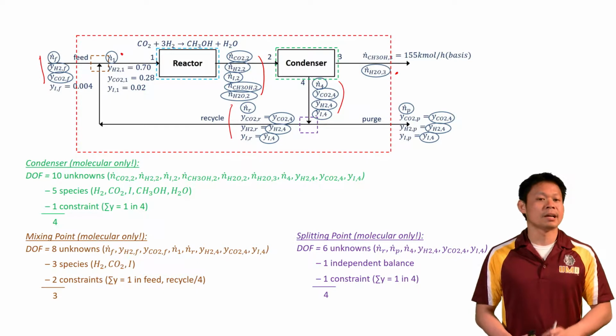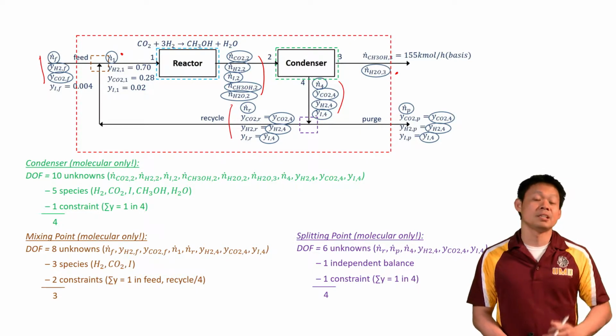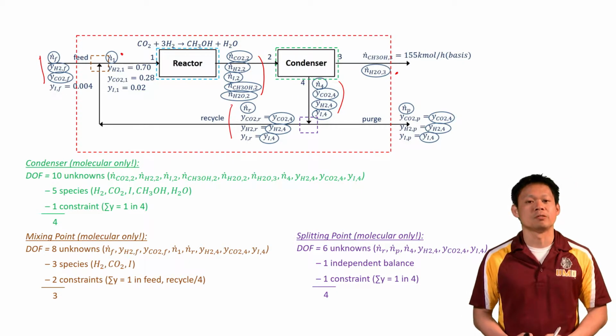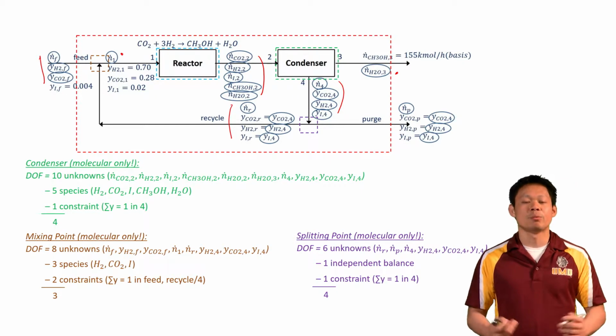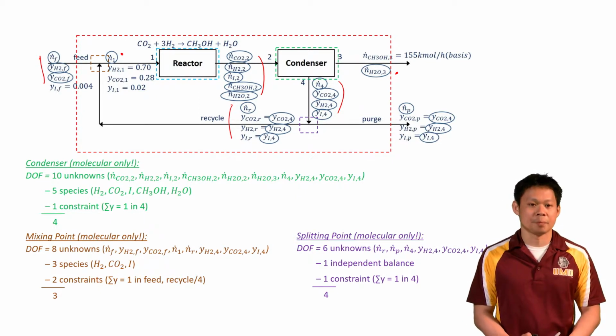Remember, in the splitting point, regardless of the number of species we only have 1 independent balance. All the species balances will collapse back into the overall balance. So we have 1 balance. We have 1 constraint, which is that the sum of the mole fractions has to be equal to 1. And so we have a degree of freedom of 4.